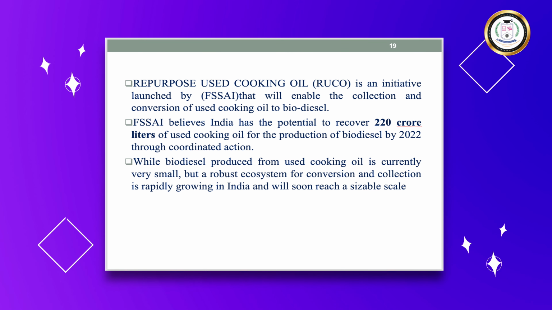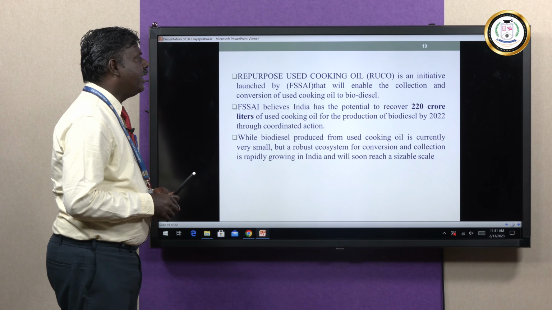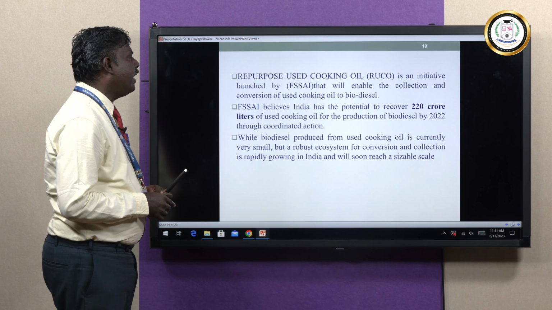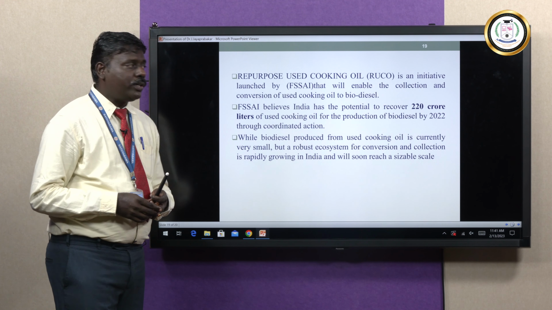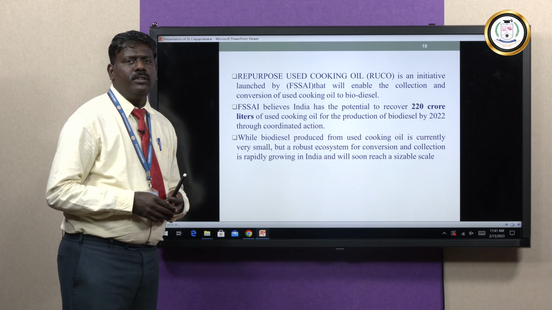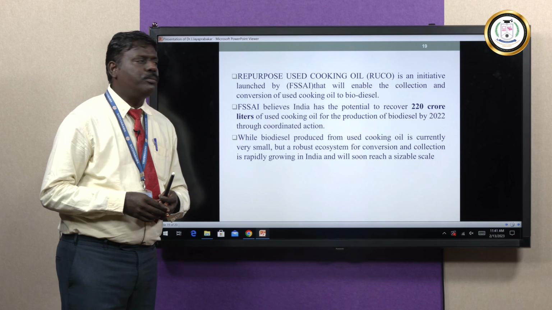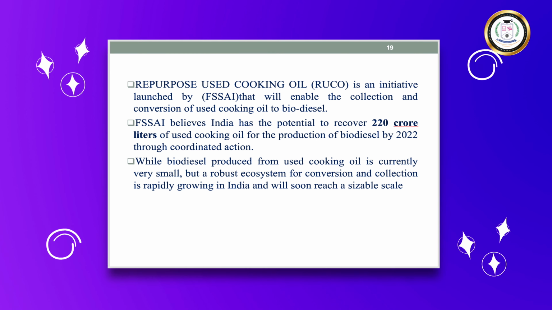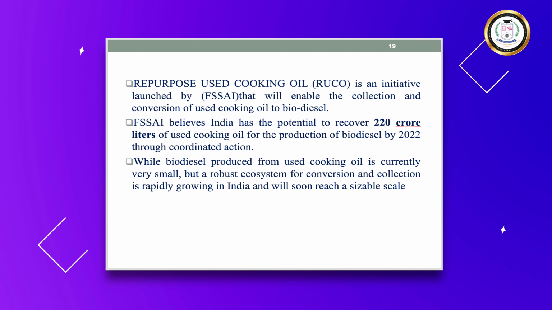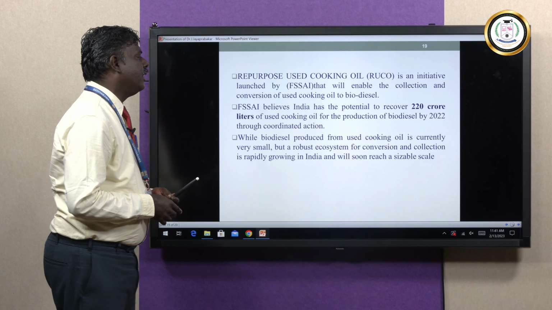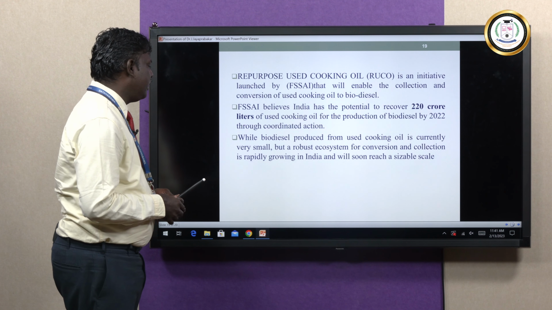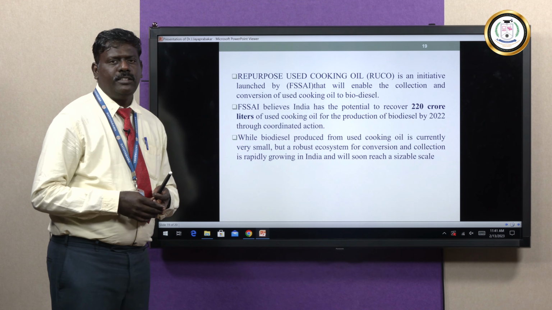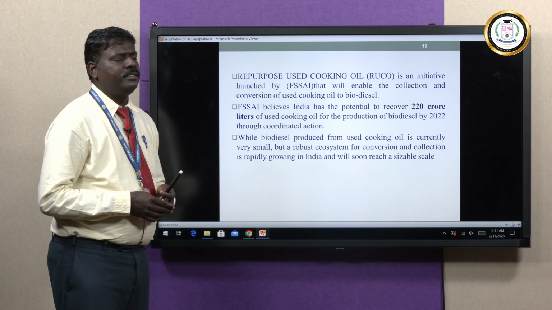It is an initiative launched by FSSAI that will enable the collection and conversion of used cooking oil into biodiesel. FSSAI believes that our country has the potential to recover 220 crore liters of used cooking oil for the production of biodiesel by this year through coordinated action. While biodiesel produced from used cooking oil is currently very small, a robust ecosystem is needed for converting it, and the collection is rapidly growing in India and will soon reach a sizable scale as per the studies taken.